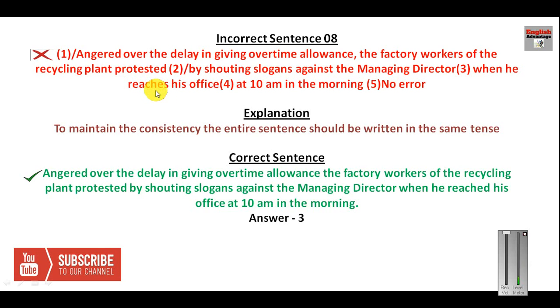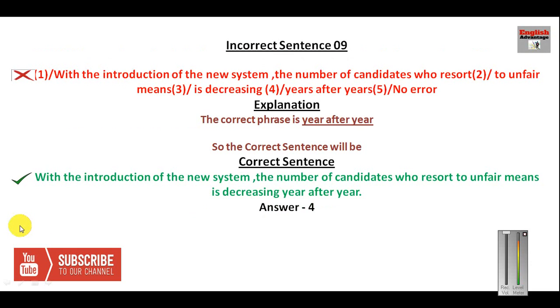So this is the error here, and this part is in which part? Part 3. So part 3 will be the answer here. This part you have to write in the past tense. So answer 3. This question will have the answer 3. So these are very important sentences. Now let us look at the next sentence.